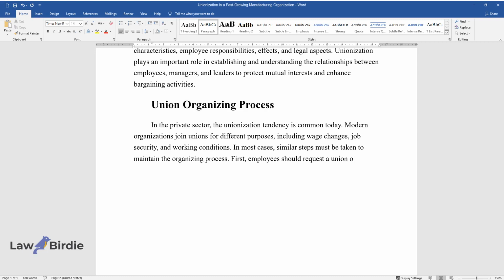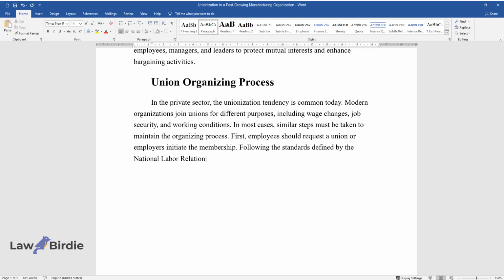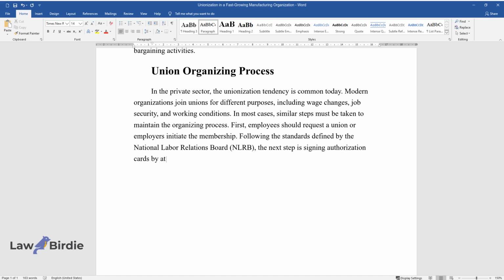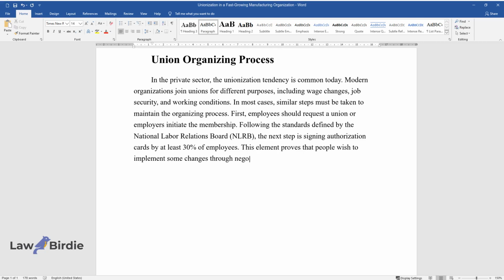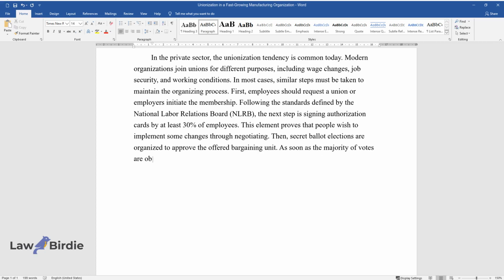First, employees should request a union or employers initiate the membership. Following the standards defined by the National Labor Relations Board, NLRB, the next step is signing authorization cards by at least 30% of employees. This element proves that people wish to implement some changes through negotiating. Then, secret ballot elections are organized to approve the offered bargaining unit. As soon as the majority of votes are obtained, certification and recognition of the union occur.